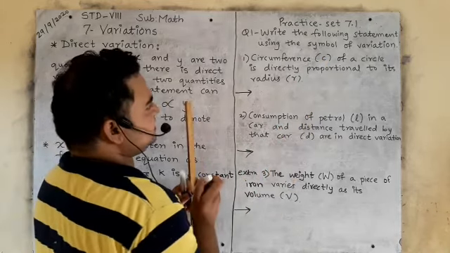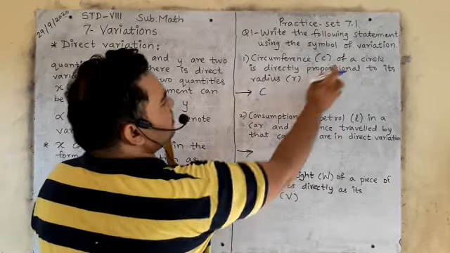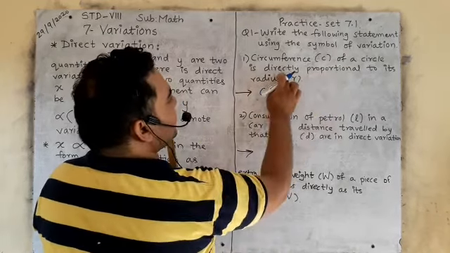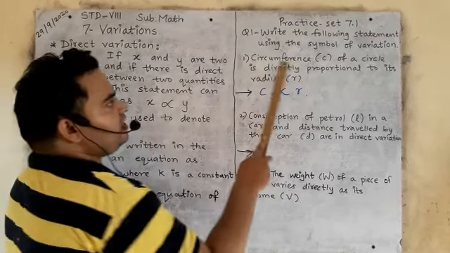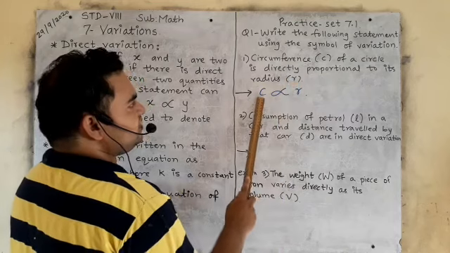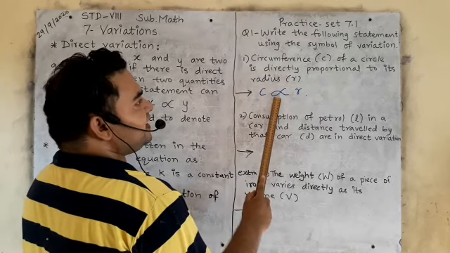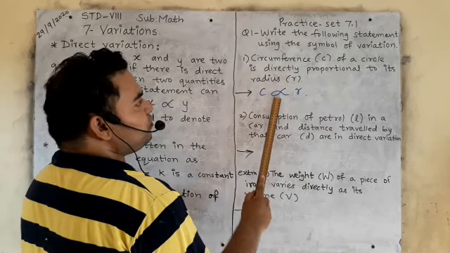So you will write c, small c, of a circle is directly proportional. Directly means you will write alpha, to its radius r, small r. I hope you understood. Simple, right? Circumference c of a circle is directly proportional to its radius. This is alpha, which denotes directly proportional, and this is radius.